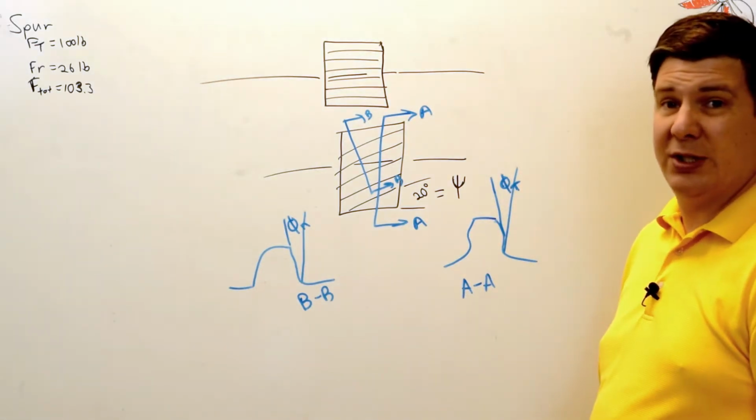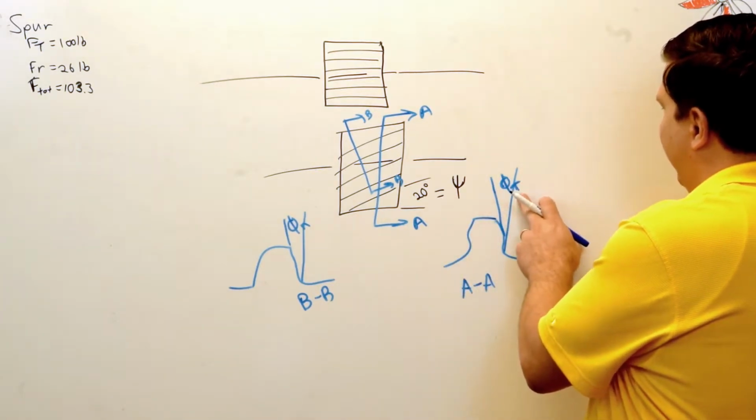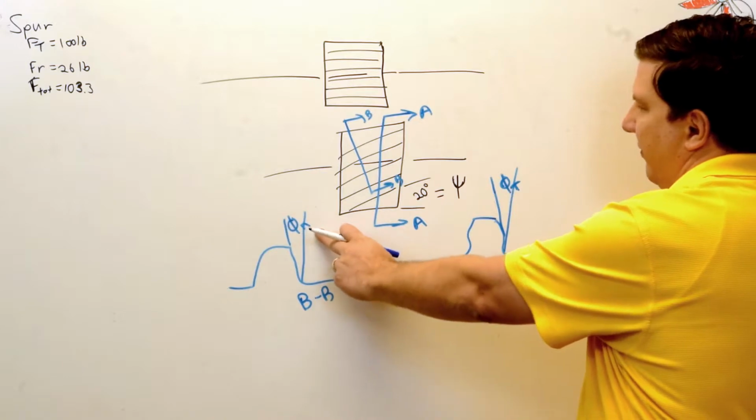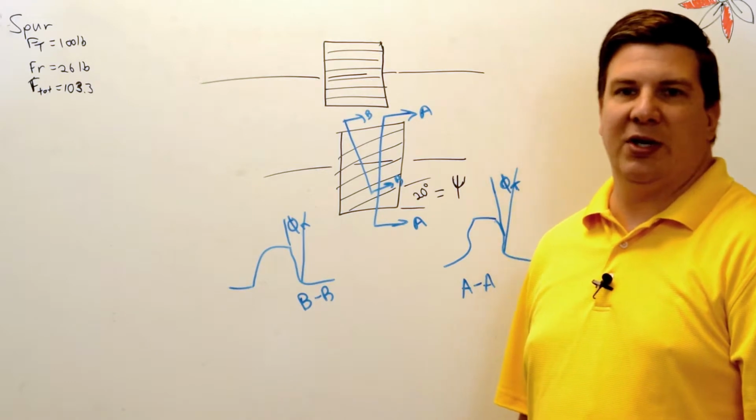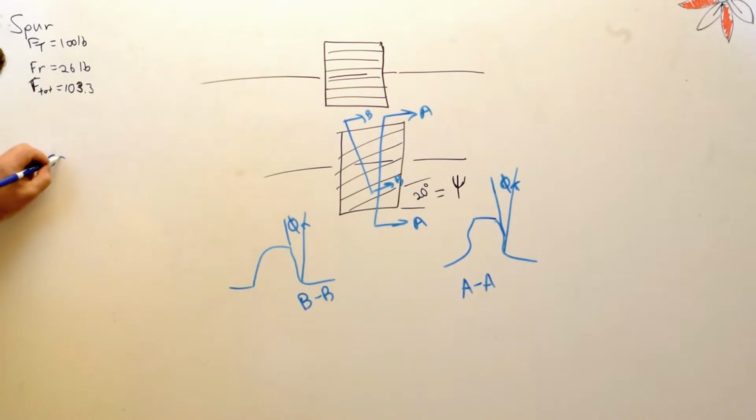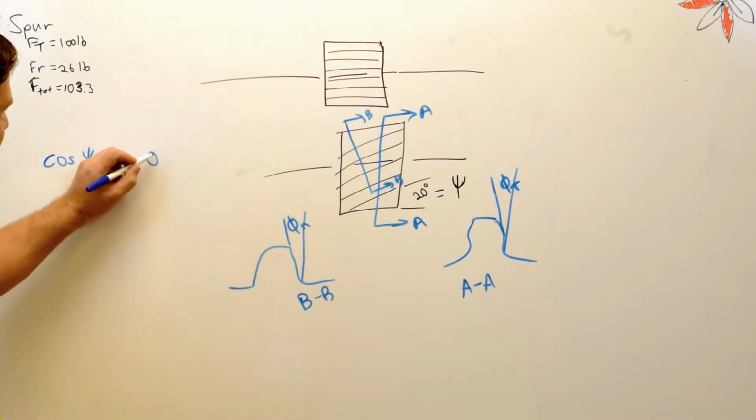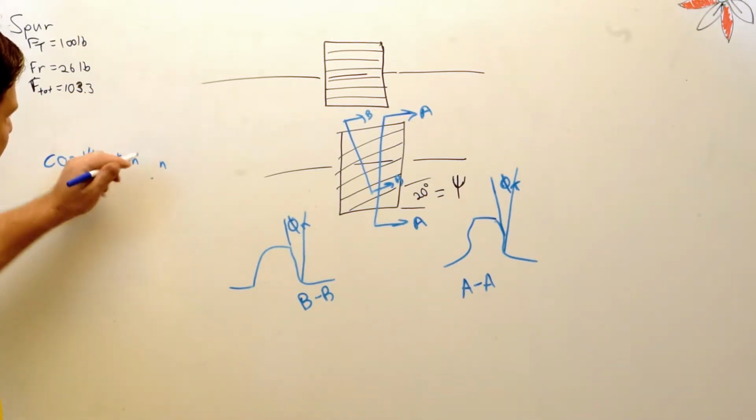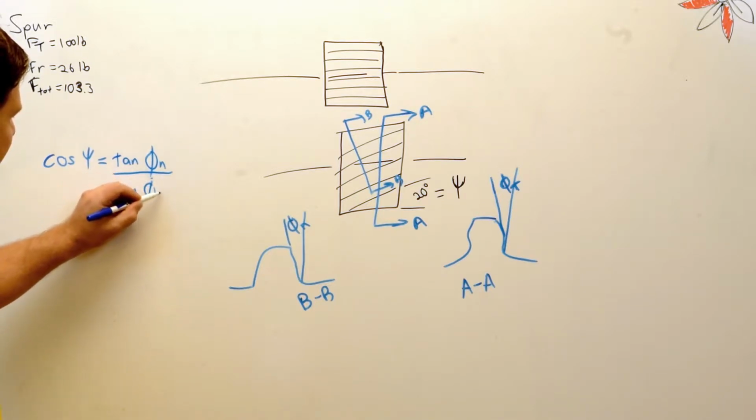So we have three angles here, and they're all related together. We've got psi, we've got phi tangential, and phi normal. There's an equation that relates them all together, and I'm not going to go through the trigonometry, but they are related in this way. The cosine of psi is equal to the tangent of phi n over the tangent of phi t.